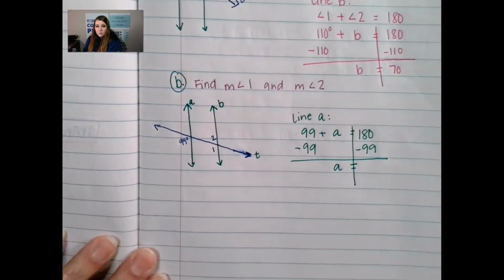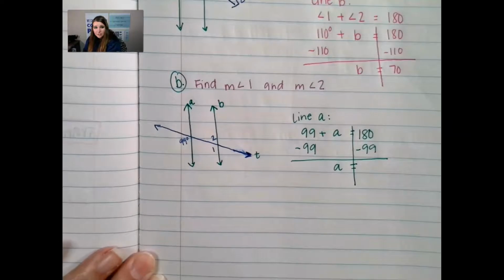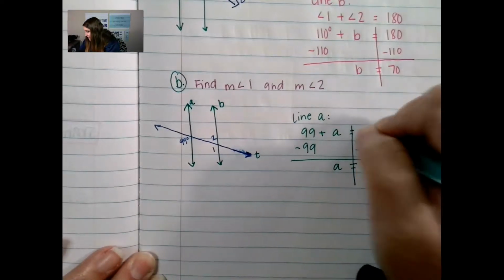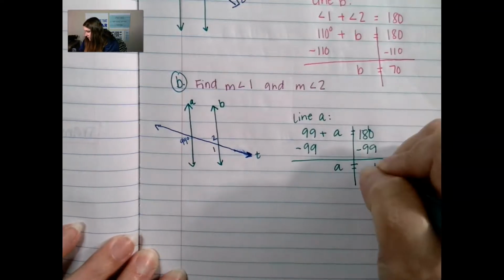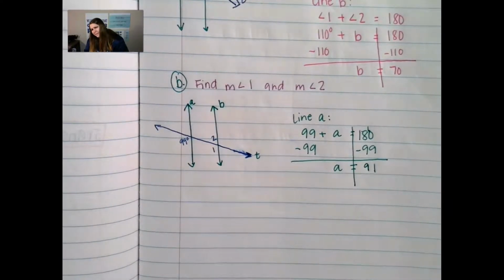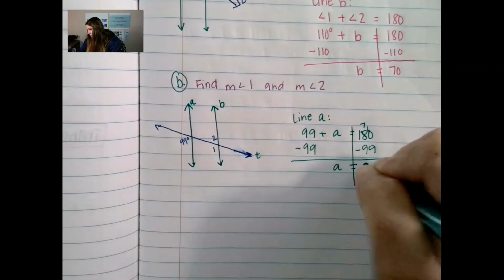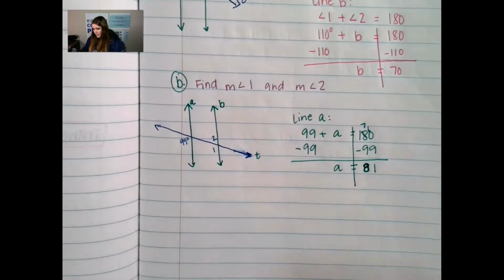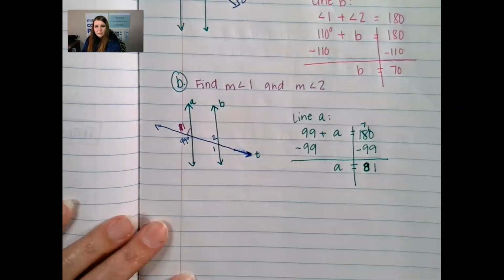All right, now I drop down my A. A is going to equal, where was I at? Oh my gosh, I've got to subtract. So that's 10, 9, 10 is 1, so 91. What? I didn't borrow. 81, sorry. 81! All right, so we've got 81. So this little angle right here is going to equal 81.